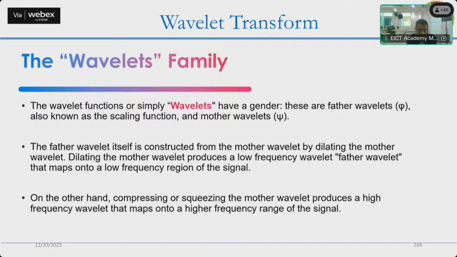What we are saying is the wavelet family here. In the wavelet family, it's simply wavelets, the father wavelet, also the scaling function, and a mother wavelet. The father wavelet itself is constructed from a mother wavelet by dilating the mother wavelet. Dilating the mother wavelet produces a low frequency wavelet that maps onto a lower frequency region of the signal. On the other hand, compressing the mother wavelet produces a high frequency wavelet that maps onto a high frequency range of the signal. What has been considered is that when you are taking the low frequency range of the signal, then you can really compress and squeeze the given data.